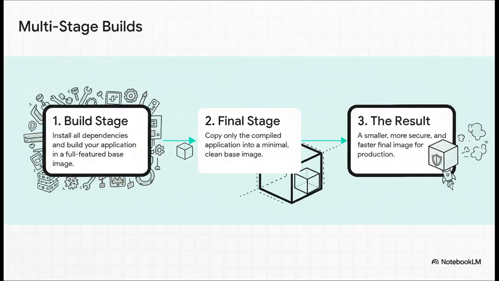Okay, one of the most powerful techniques for optimization is the multi-stage build. It's a game changer. Here's how it works. In the first stage, you use a bigger image that has all the tools you need to build your app. But then, in the final stage, you start fresh with a tiny, minimal base image, and you copy only the finished application into it. The result? A production image that can be 80 or even 90% smaller. And this isn't just about saving disk space. It means faster deployments, a way smaller attack surface for security, and just a cleaner, more efficient final product.